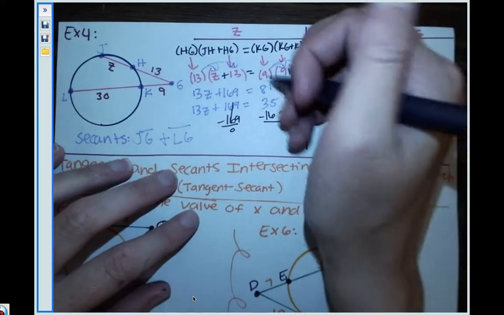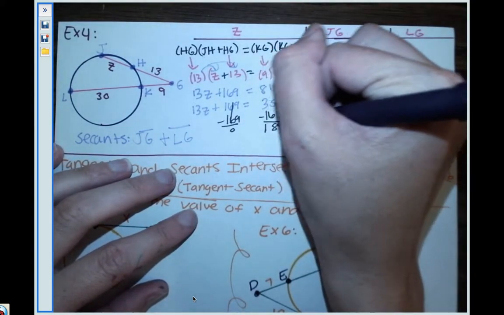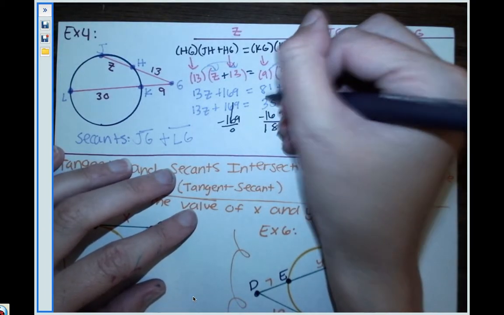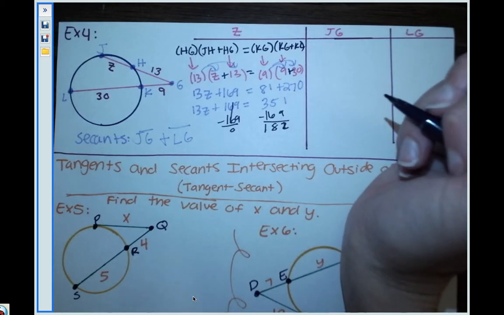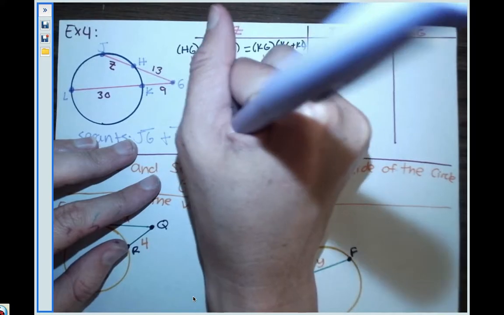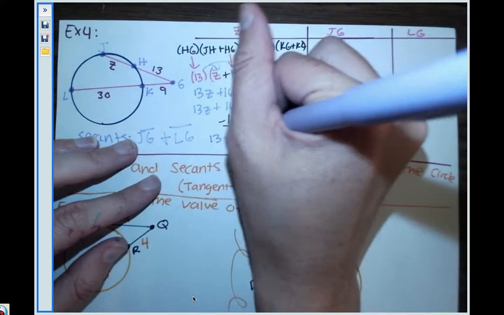But I will double check. I think it's 182, but let me double check. 9, 10, 11. Yep, yes, it is 182. Okay, I was a little worried about that one. All right, so we got 13z equals 182.